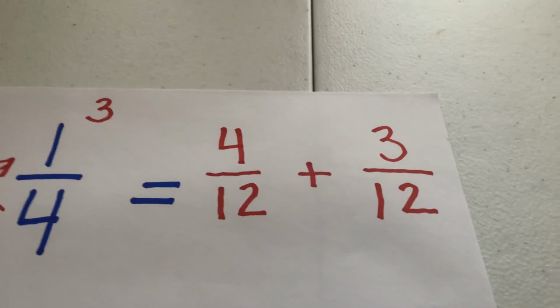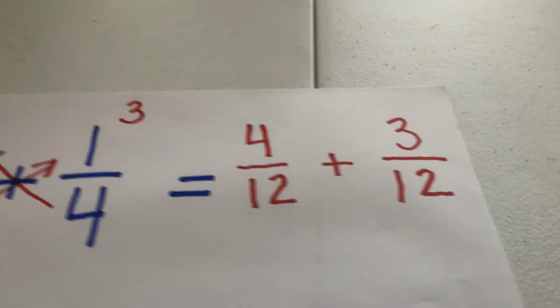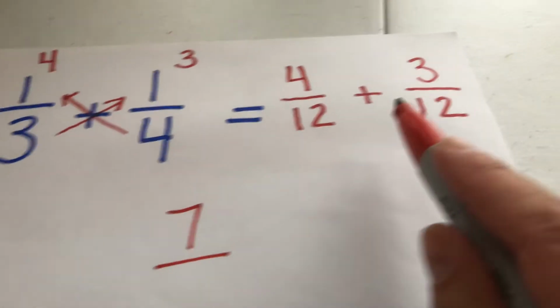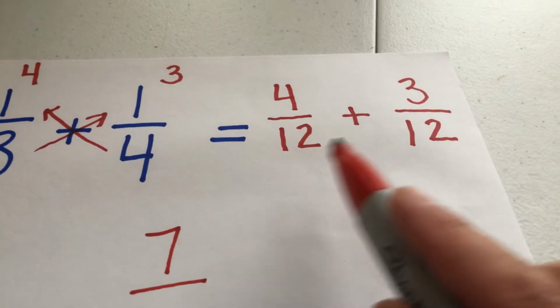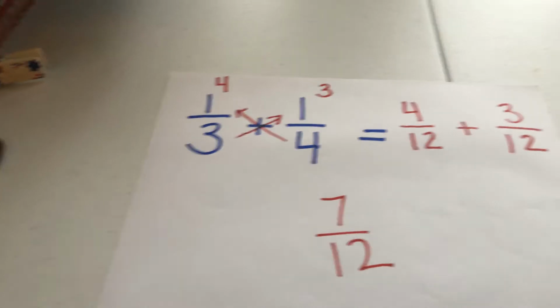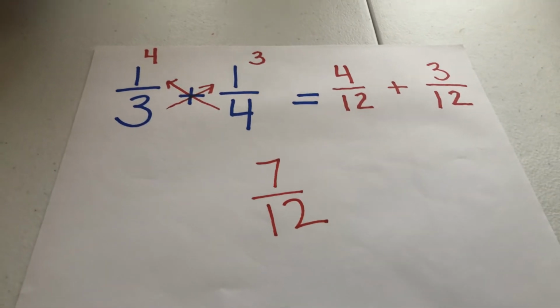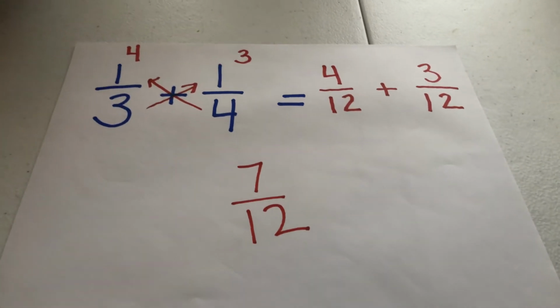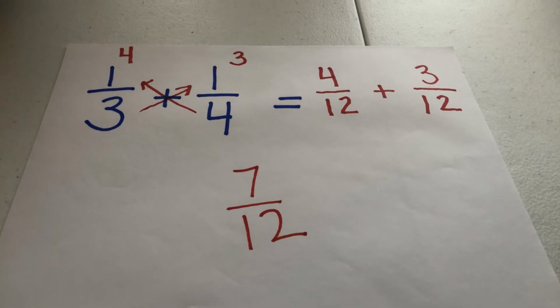So we're going to add the numerators. 4 plus 3 is 7. Okay, I'm going to put that 7 there. And the denominator stays the same. And that's going to be a 12. All right. So 1/3 plus 1/4 equals 7/12.